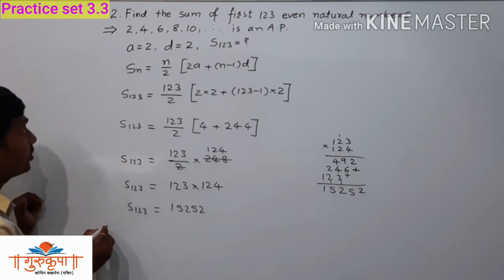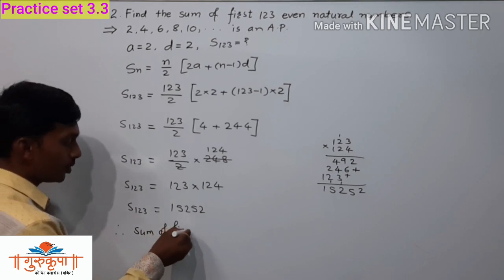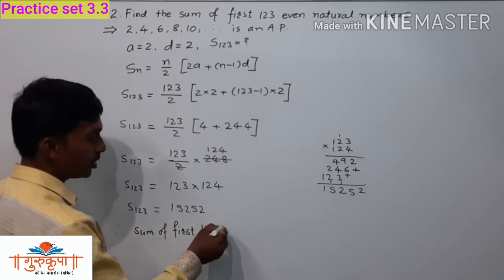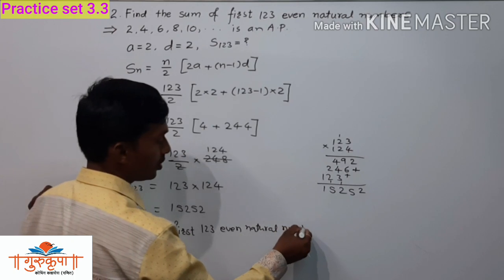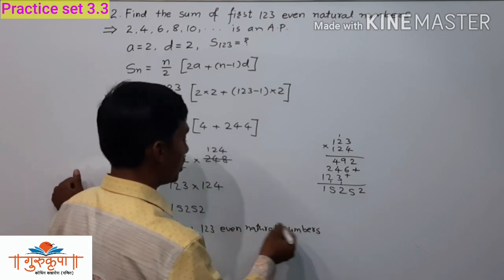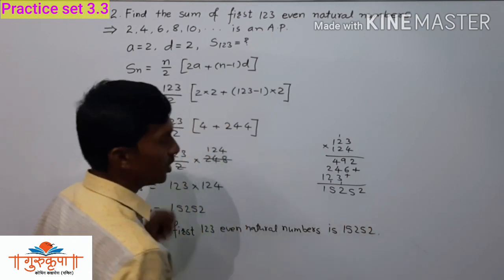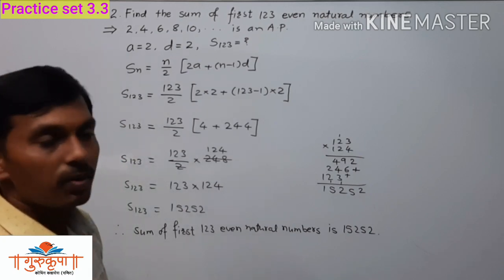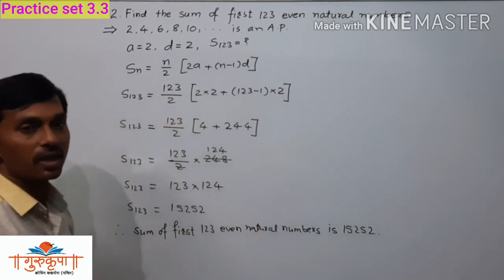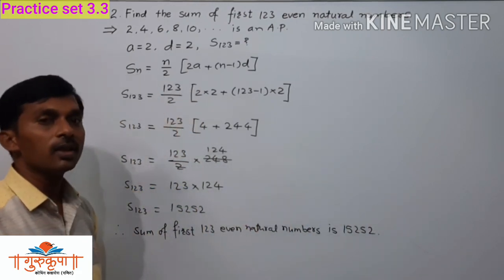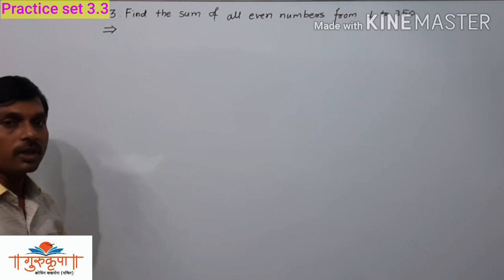So here we can write the answer in words. Therefore, the sum of the first 123 even natural numbers is 15,252. So this is all about example number 2 from practice set 3.3. And now we have to study the next example, that is example number 3, the third example from practice set 3.3.